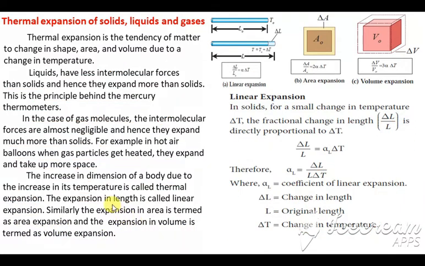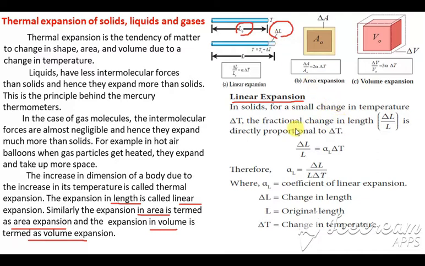Okay, if there is expansion in the length, that is linear expansion. Area expansion for area, volume expansion for volume. So first we are going to see the linear expansion. The original length we take as L0, and the change in the length we are taking as del L.